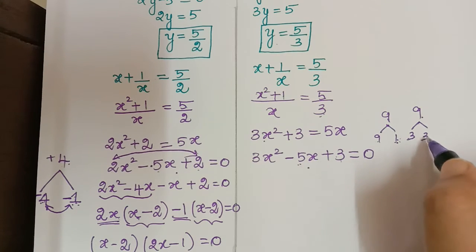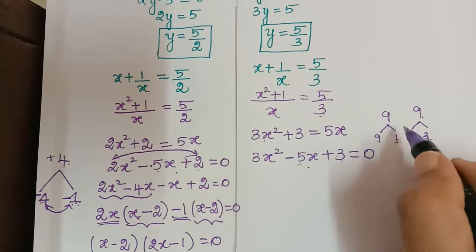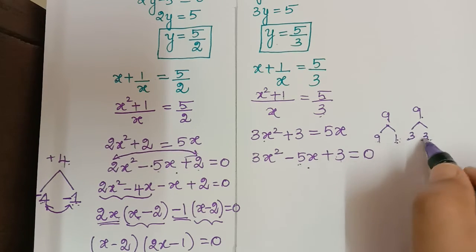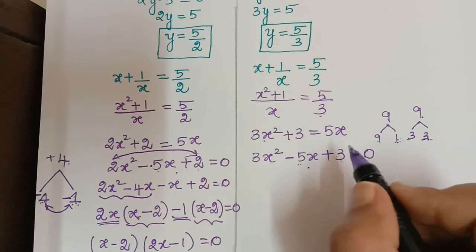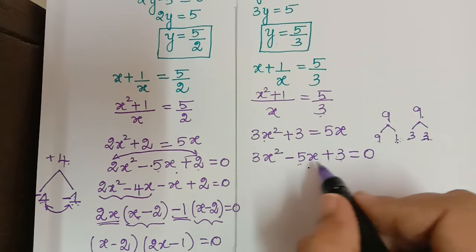Because the addition of these two is 6 and the subtraction of these two is 0. But we need 5 here, and we can't factorize this furthermore. So definitely we can't use the Hill method for factorization of this.